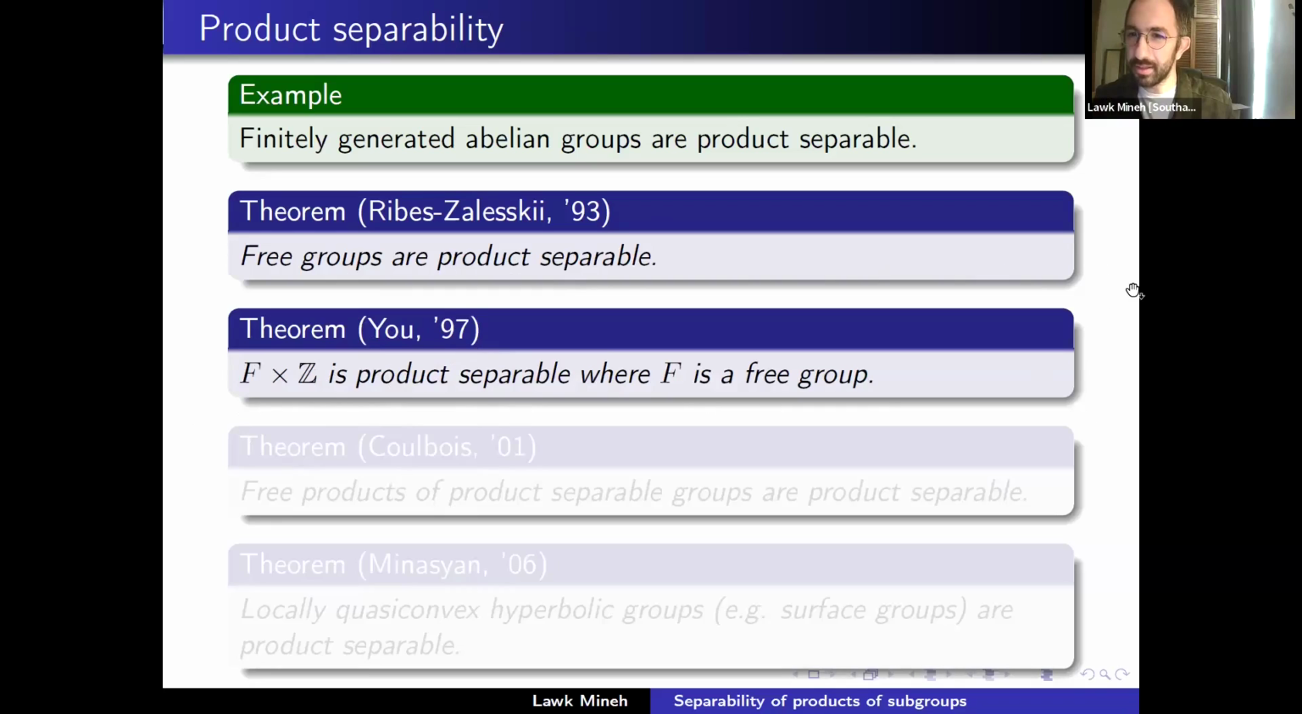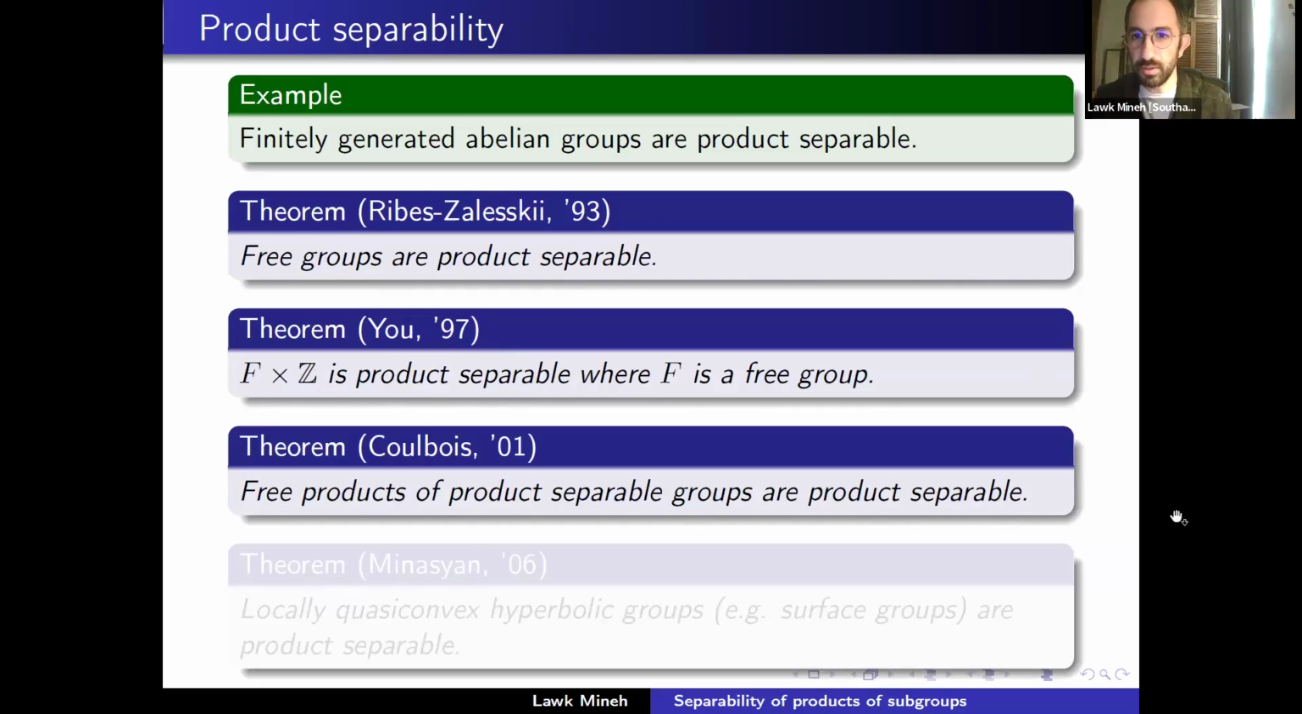The next major result in this area comes from Coulbois, in the early noughties, and he showed that free products of product separable groups are product separable. So the property is preserved under free products. Again, I think it's worth pointing out the method of proof. Coulbois proved this using model theoretic, language theoretic techniques, which are very different to what Ribes and Zalesskii used. I just think it's kind of wacky that these methods apply here as well.